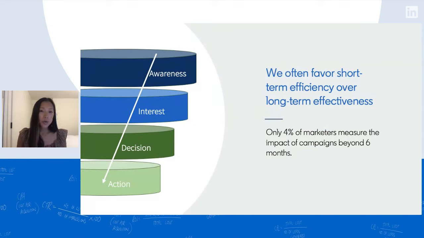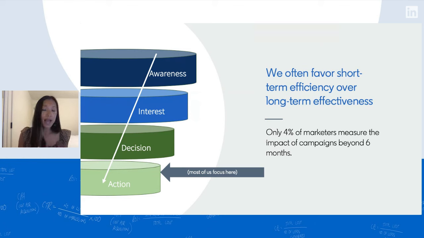But in the digital world, we often find that marketers are favoring short-term efficiency over long-term effectiveness. We've recently released a study on marketing and ROI, and of the marketers that we surveyed, only 4% of them measure the impact of their campaigns beyond 6 months, which means that most of us are actually focused here in the action or bottom of the funnel content. And if you take yourselves out of your brand shoes and put yourself in your audience's shoes, you start to see that this is what their news feed looks like.